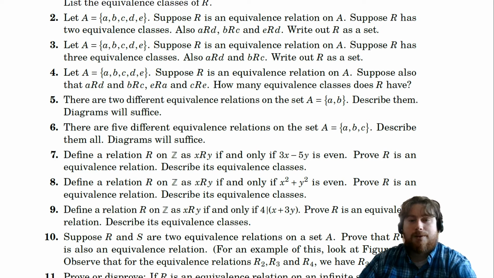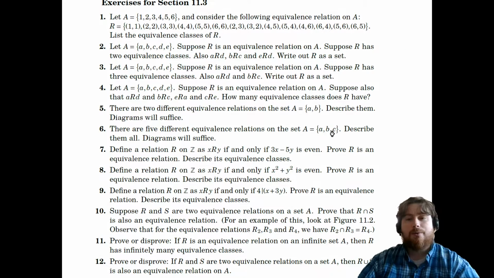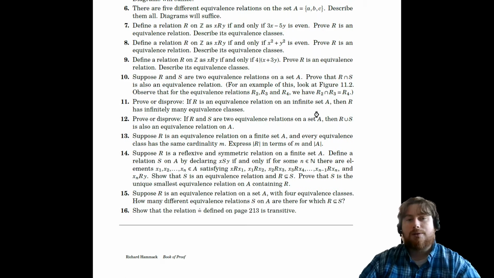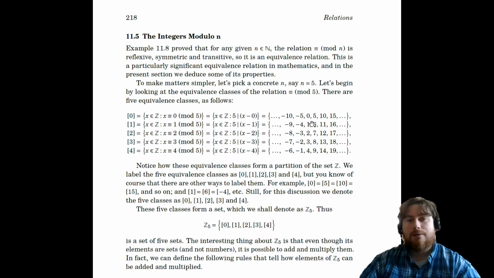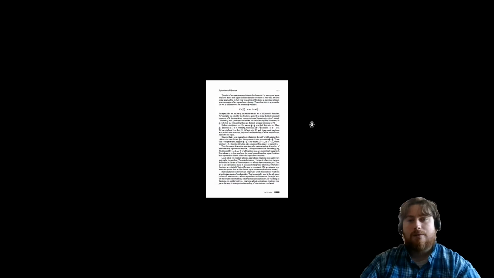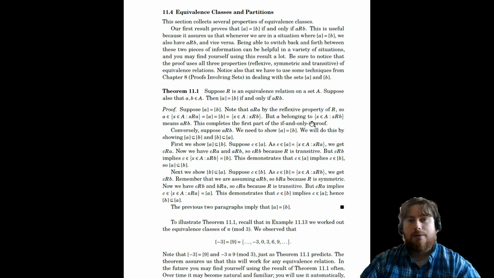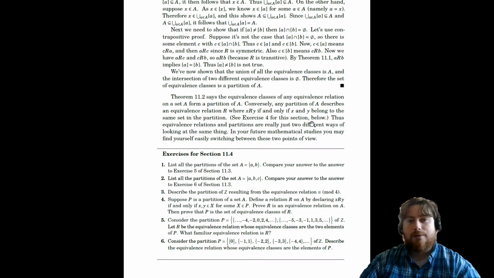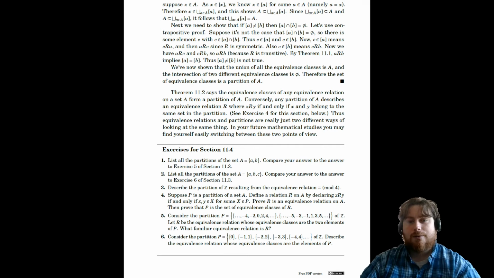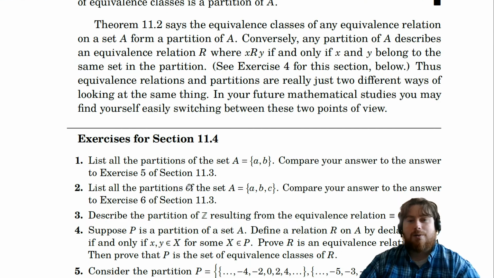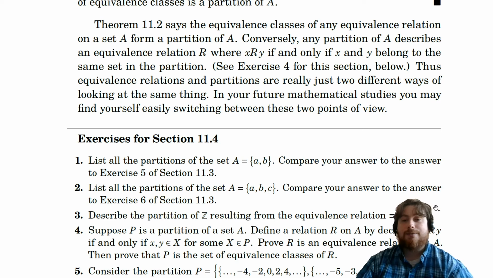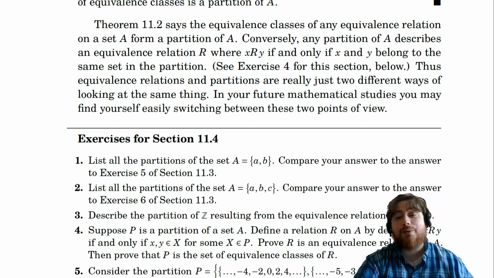All right, and the last one is section 11.4, number 2. So let's look at that one. So list all partitions on the set A equals {a, b, c}. Compare your answer to number 6 in 11.3.